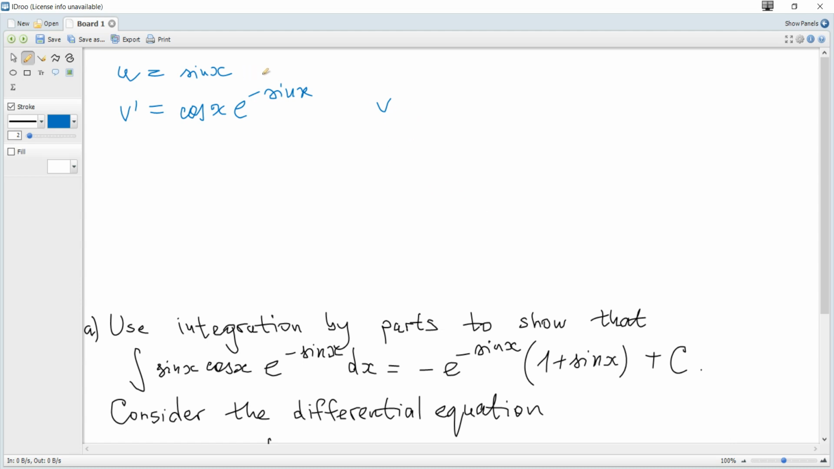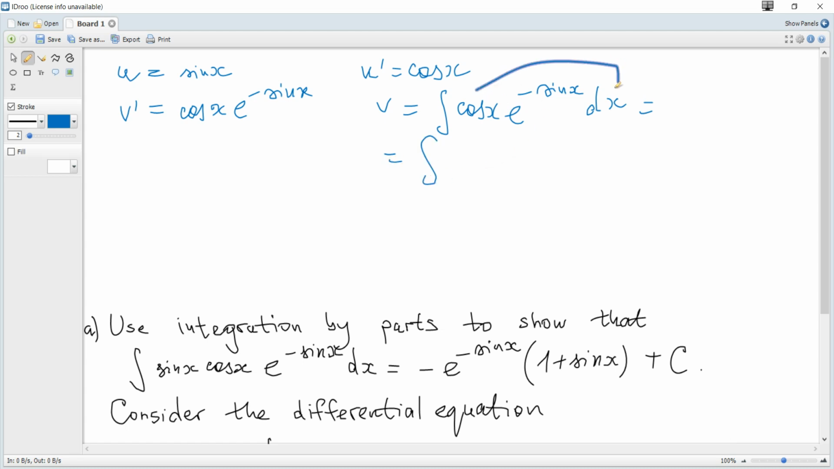So u prime, what is it? The derivative of sine is just cosine, and v is the integral of cosine e to negative sine dx. If you can understand it directly, it looks like the derivative of sine, so it looks like e to negative u du. If it's difficult, you use the substitution as usual.